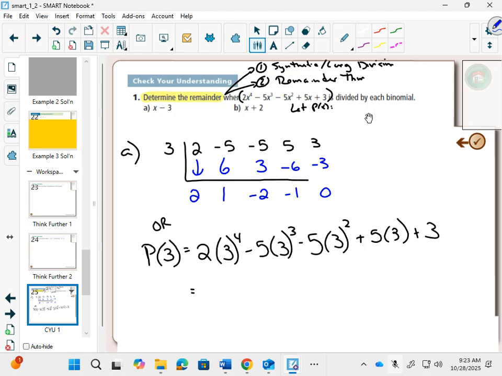That's 81 times 2 is 162. Minus 27 times 5, minus 135. 3 squared is 9, minus 5 times 9, minus 45. Plus 15 plus 3. And you get 0.